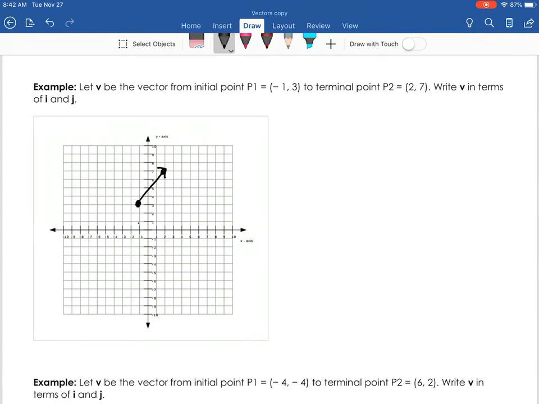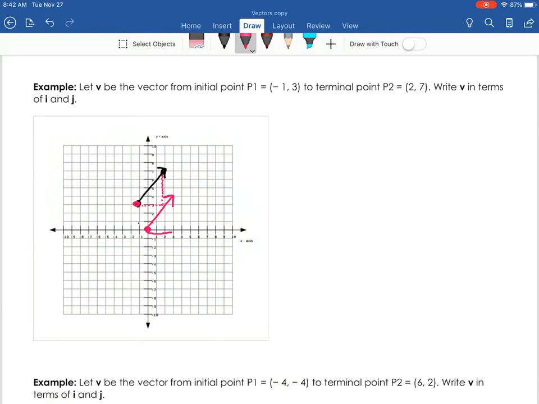If we want to write it in terms of I and J, we have to first put it in standard position. So if I imagine that this here is the origin, what would be my horizontal component? I'm going to come over this way and come up this way. I'm going to have a horizontal component of 3. And then what's my vertical component? 4, right. And then I'm going to come up 4.